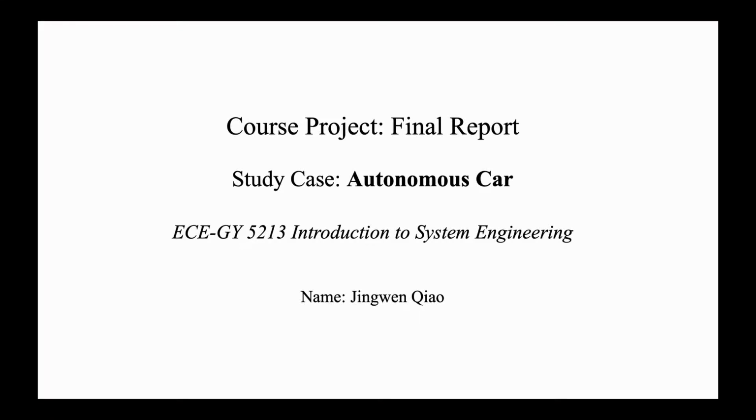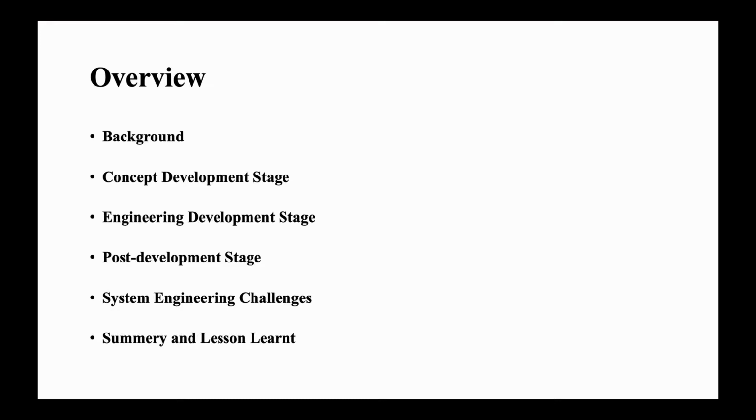In this video, the product autonomous car will be analyzed and discussed from a system engineering point of view, which includes 3 stages. And for the final report, I will mainly focus on the concept development stage. Here are 6 parts related to the product: Background, concept development stage, engineering development stage, post-development stage, system engineering challenges, summary, and lessons learned.